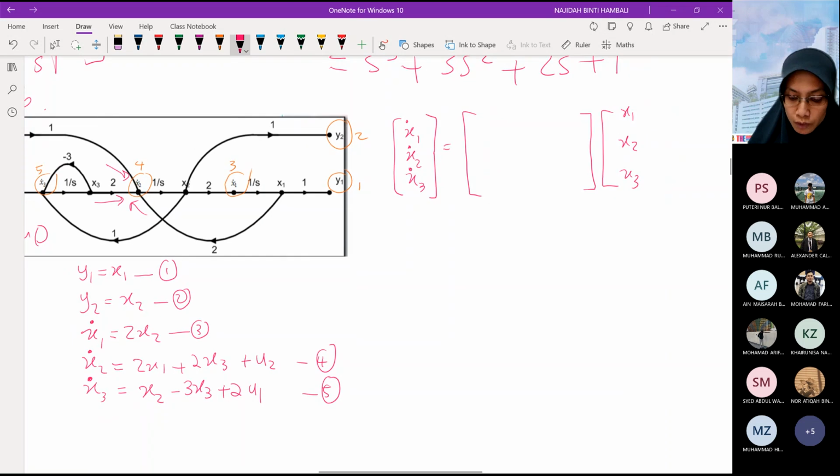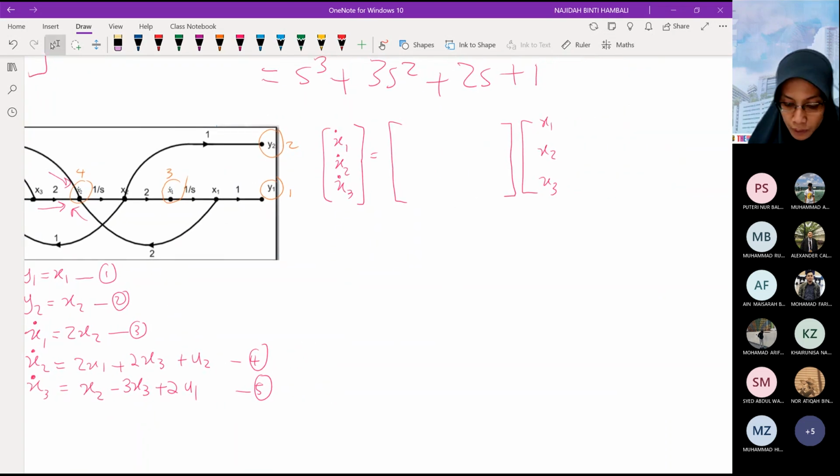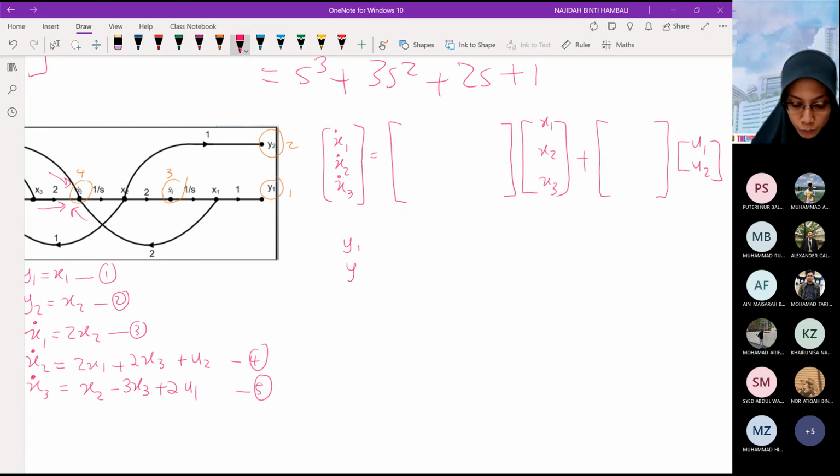We construct its structure first. Plus, this is our matrix B, right? Okay. For matrix B, we have u1, u2. Okay. So this is the matrix for the output equation. So we have y1, y2. So a 2 by 3 matrix multiplied with x1, x2, x3. We don't have matrix D.